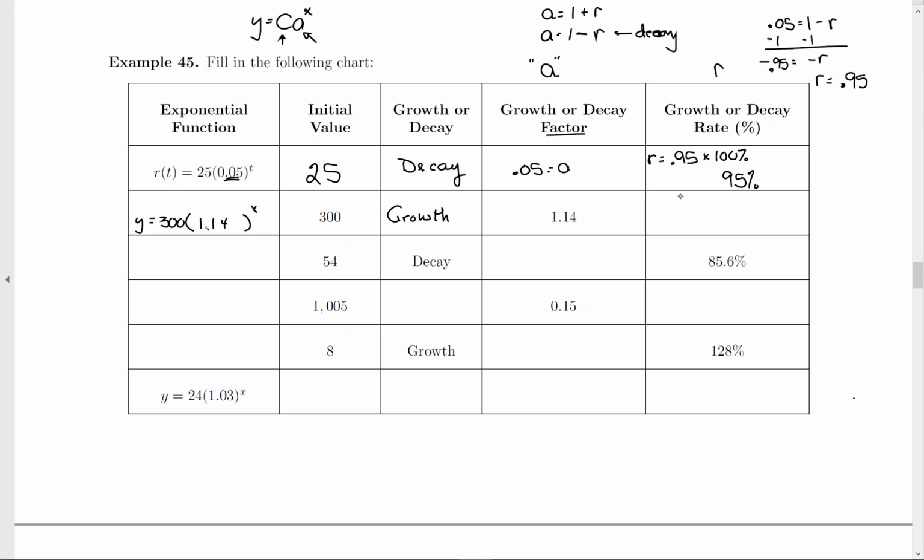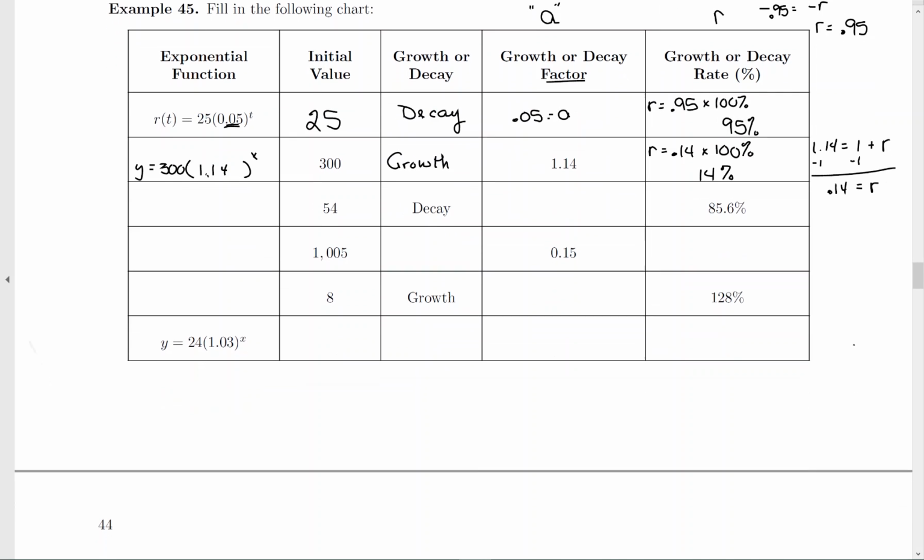And if I want to find the rate, I have to use the growth formula here. A equals 1 plus R. So A is 1.14 equals 1 plus R. Subtract 1, and I get 0.14 equals R. So R equals 0.14, times it by 100% to get the percent, and we get 14%.